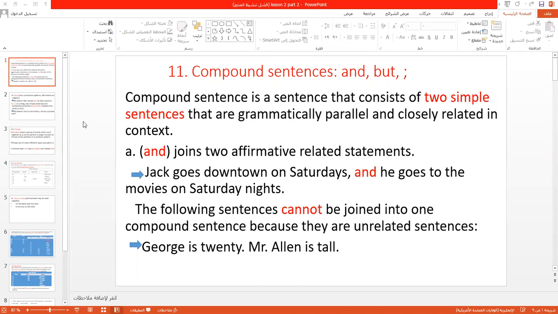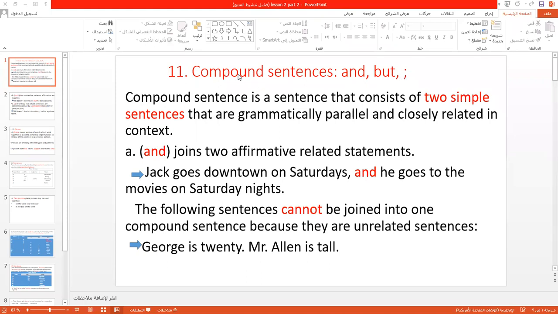As you know, last week we stopped at point 10 from lesson 2. So today we are going to start with point 11. And as you see from the title, point 11 deals with compound sentences. And we are going to talk about the conjunctions or connectors: and, but, and the semicolon. This, we call it semicolon.